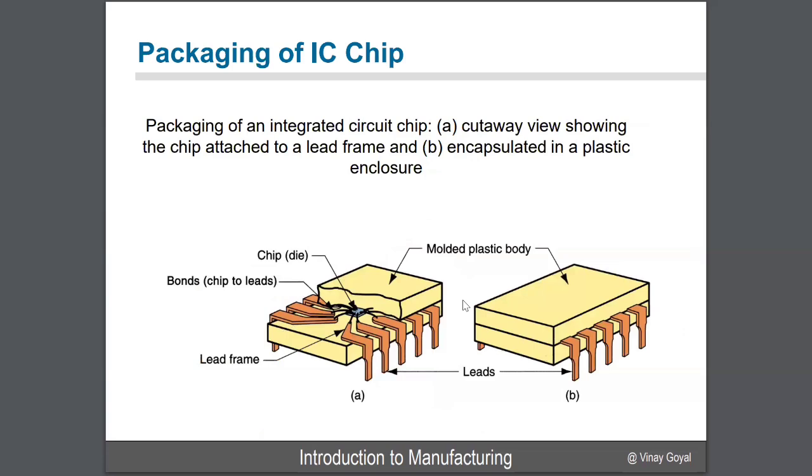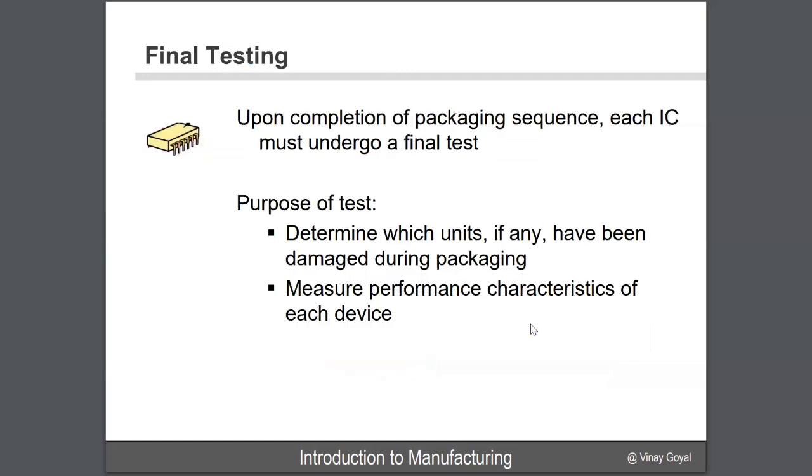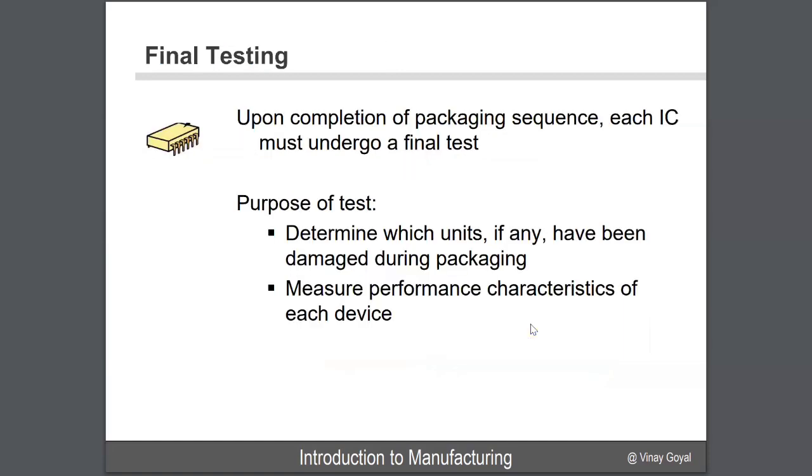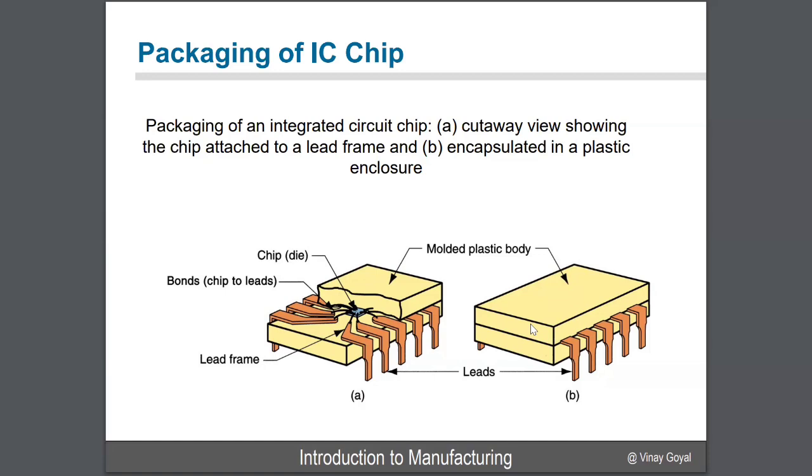So now we're going to package the integrated circuit chip. Here you can see the cutaway of that. We already showed you this before. Then we're going to do final testing. Once we integrate everything together, we have to do a final test. The idea is to determine whether a unit has been damaged during packaging, because everything is so sensitive, as we saw. And we have to measure the performance characteristics of each device. If these systems will fly on a spacecraft or some launch vehicle, we do a lot of vibration testing to make sure that a lot of this wiring does not come apart.